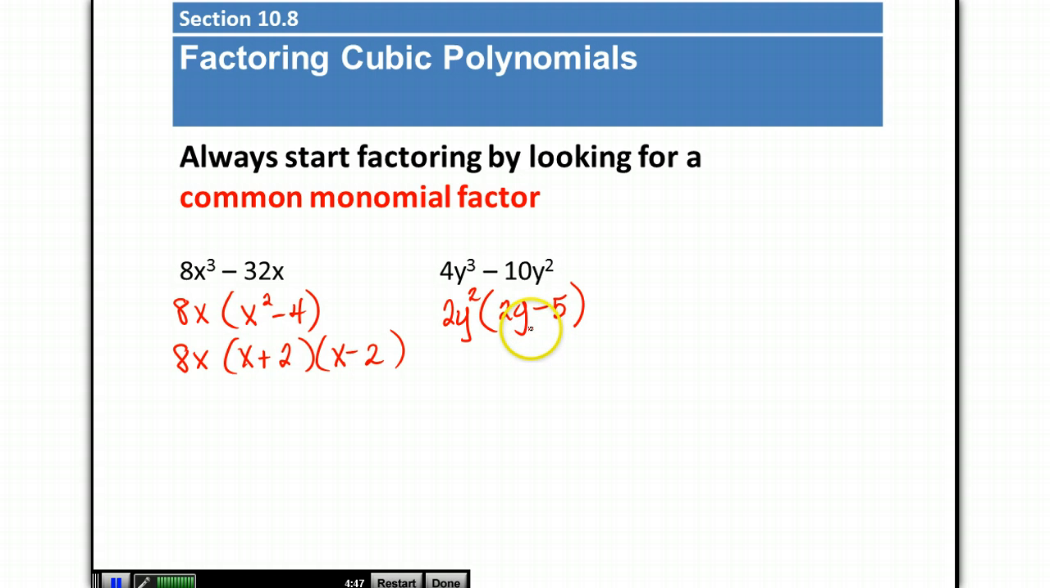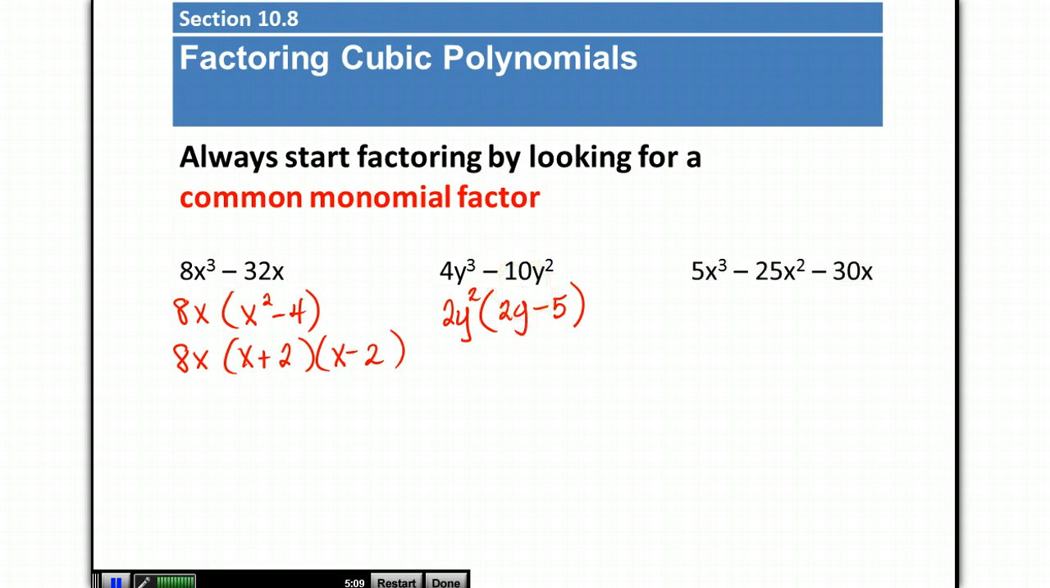Now this binomial, is it a sum or a difference? Or let me back that up. Is this a sum or a difference of 2 cubes? Is this a perfect cube? Is that a perfect cube? No. Is it a difference of 2 squares? No. So that's factored completely.